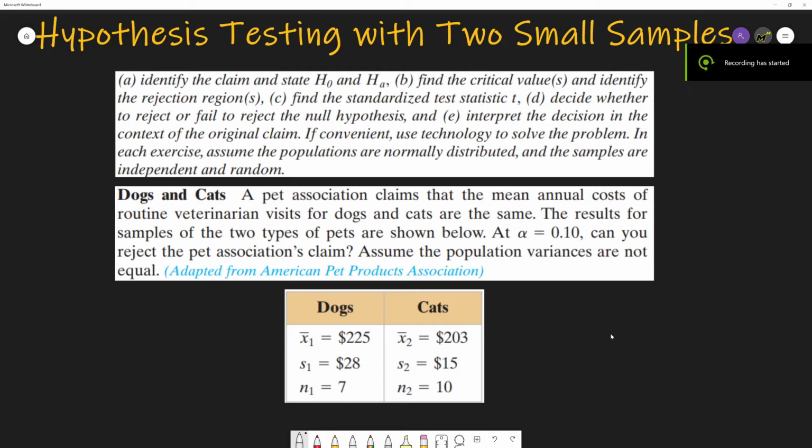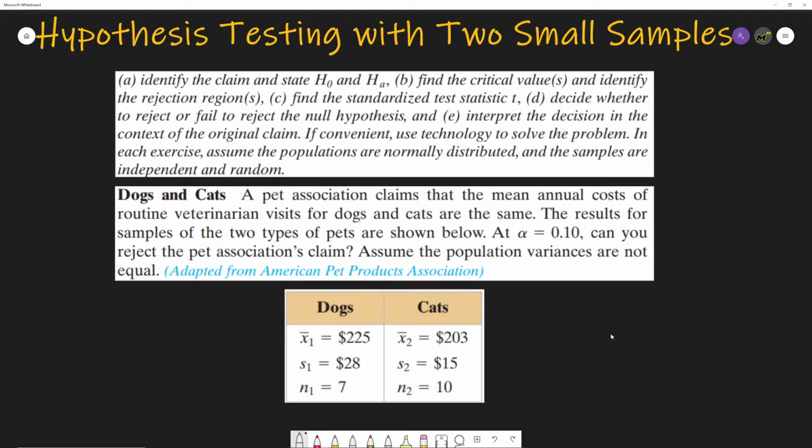Hey team, today we're going over hypothesis testing with two small samples. Have you ever had a friend who likes cats a little more, or a friend who likes dogs a little more, and they have to compare their vet prices and how much it costs whenever they go to the vet? Maybe the cat's more, maybe the dog's more, maybe they would make a claim that one's more expensive than the other, or maybe they say, actually I pay about the same for my dogs and cats when I go to the vet.